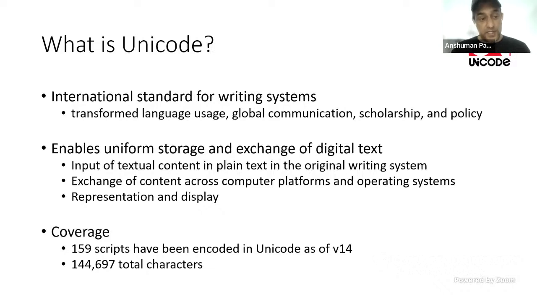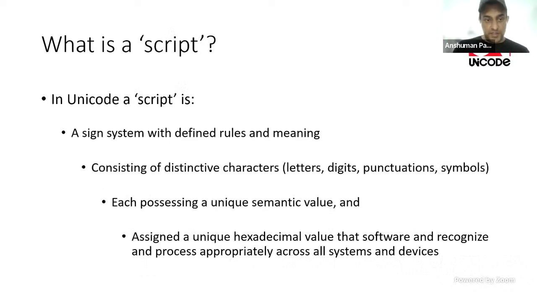Unicode fundamentally and objectively enables the uniform storage and exchange of digital text, from being able to capture textual content in plain text in the original writing system, and to exchange that across computer platforms and operating systems in the same way that the user intended it to be viewed by others. And as of version 14, Unicode has a total of 145,000 characters, which can be spread across about 160 scripts.